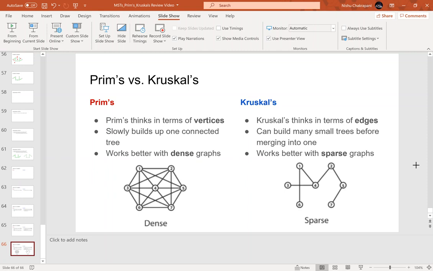So thinking about which one you would want to use over the other, it really depends on what you know about your data. So if you know your data is going to create a dense graph like the one on the left, you would want to use Prim's algorithm. So it depends on what you know about your data and how your graph is going to be made depending on your data.